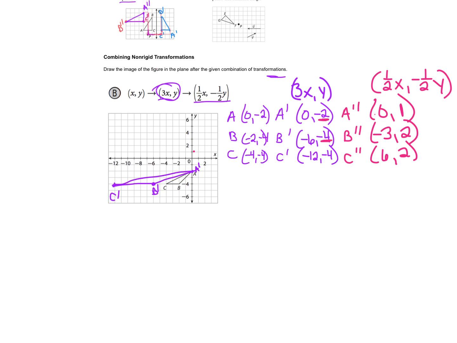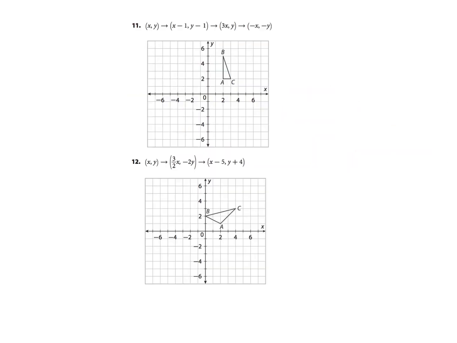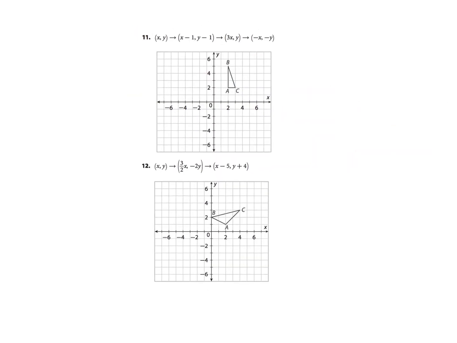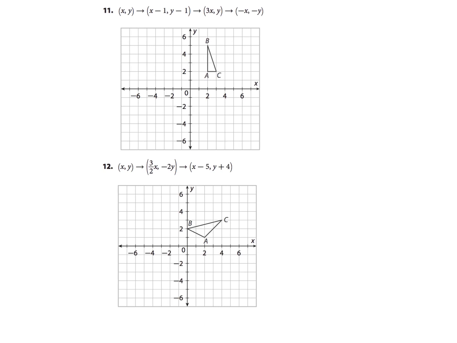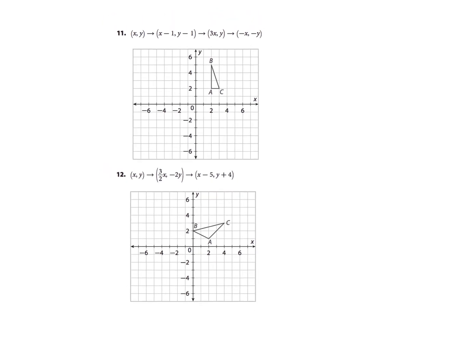So 0, 1, there's my A double prime. -3, 2. There's my B double prime. And C is at, whoops, I forgot my negative sign on that. -6, 2 is my C double prime. And there it is. Let's see, and we will do both of these problems tomorrow in class.